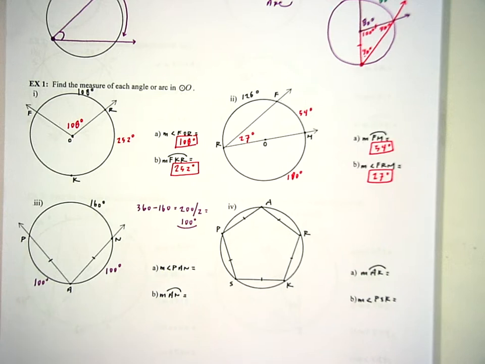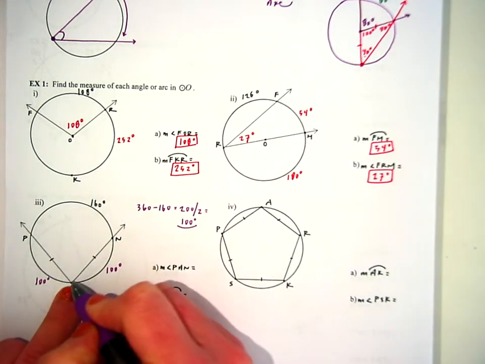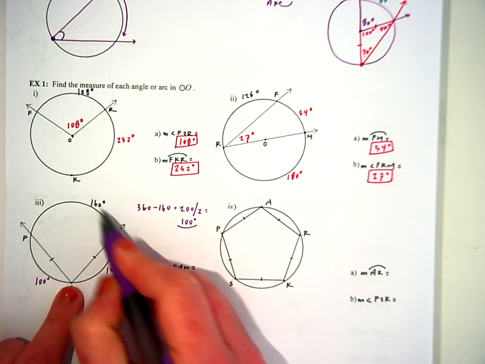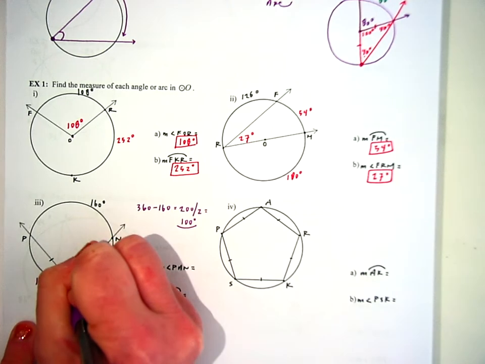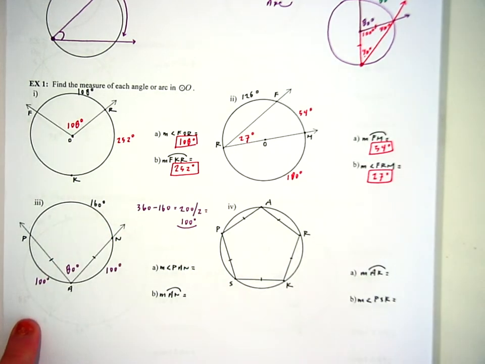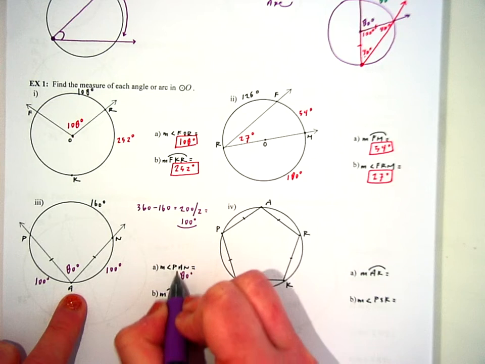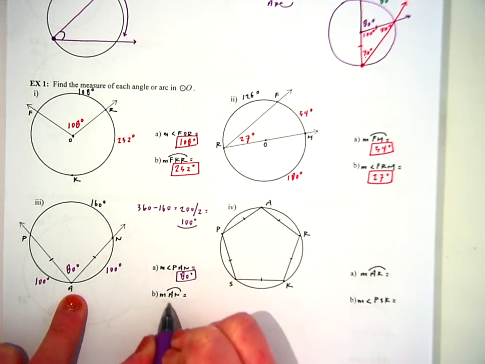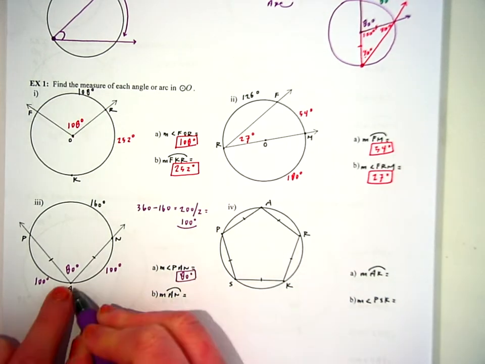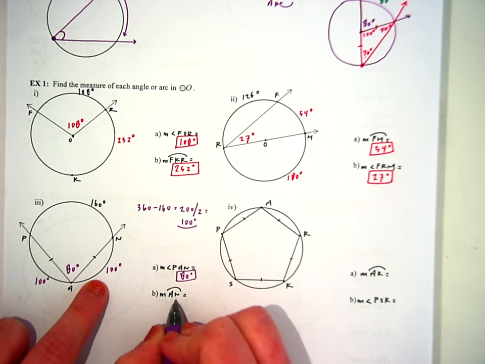So now also I can get to this angle, inscribed angle, half of the 160. Here is 80 degrees right here. So the measure of PAN is 80 degrees. Measure of minor arc AN, so AN right here, is 100.